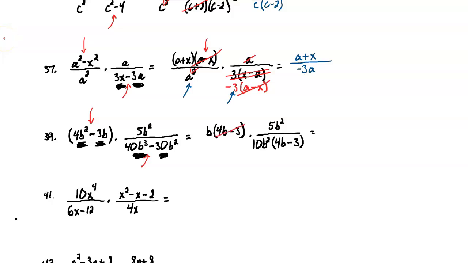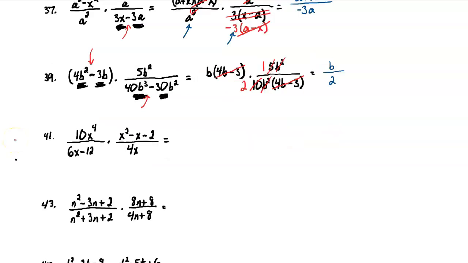4b minus 3 cancels away 4b minus 3. There's a 5 in the top and a 10 in the bottom. Those are both divisible by 5. 5 divided by 5 makes a 1. 10 divided by 5 makes a 2. The b squared that's in the top cancels the b squared that's in the bottom. In the numerator, there's a letter b left. In the denominator, there's only a 2.